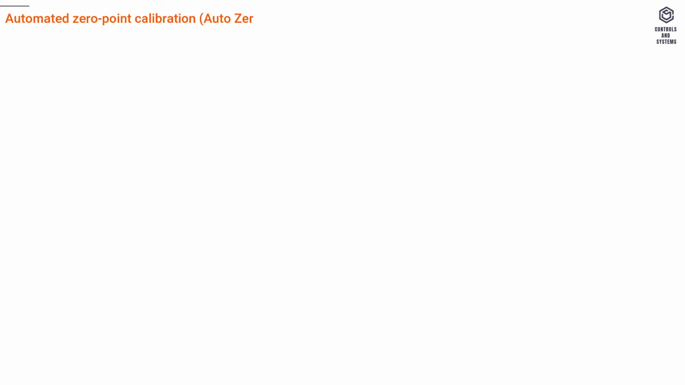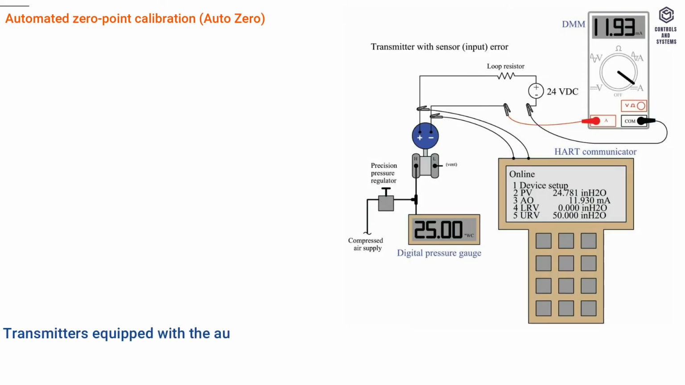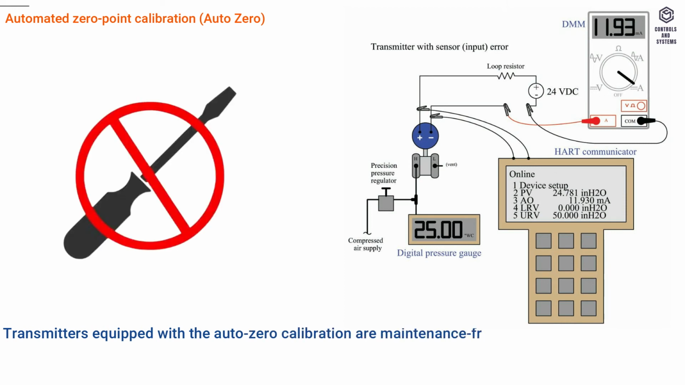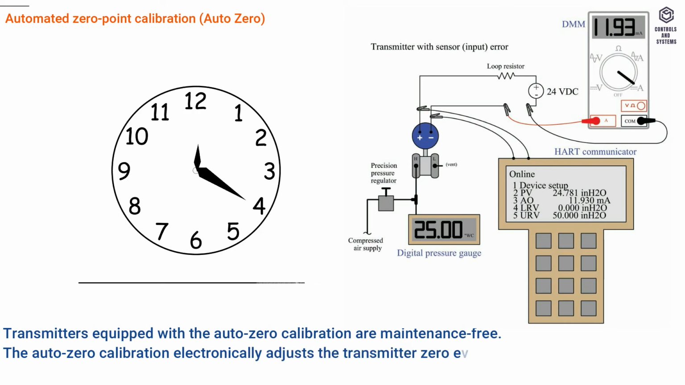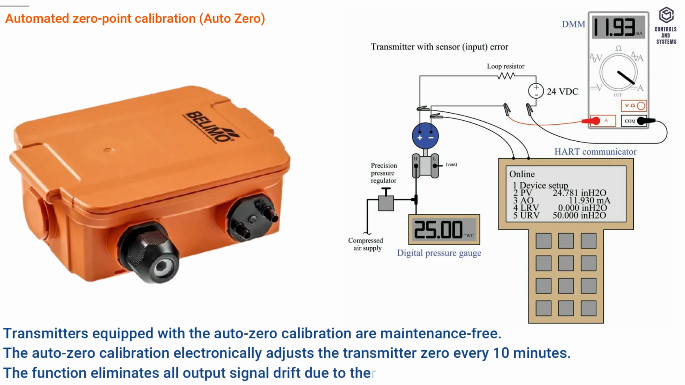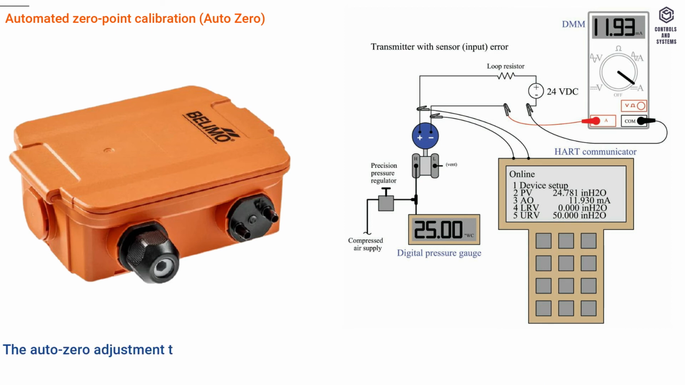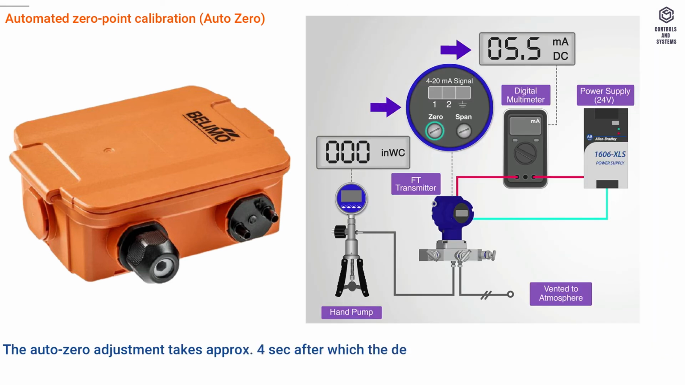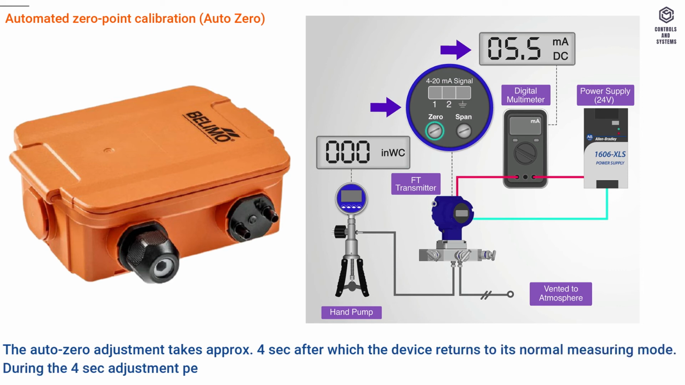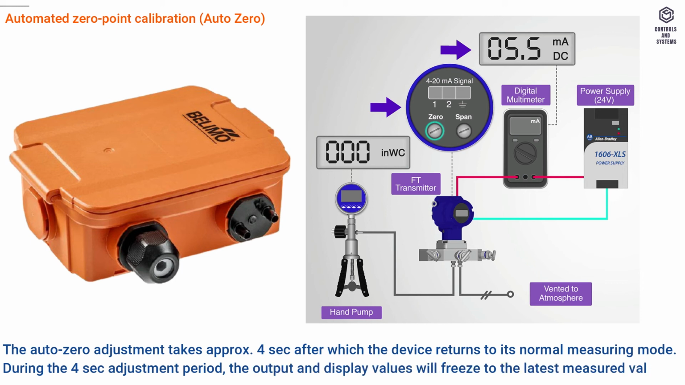Remarks: automated zero-point calibration, Auto Zero. Transmitters equipped with the Auto Zero calibration are maintenance-free. The Auto Zero calibration electronically adjusts the transmitter zero every 10 minutes. The function eliminates all output signal drift due to thermal, electronic or mechanical effects. The Auto Zero adjustment takes approximately 4 seconds, after which the device returns to its normal measuring mode. During the 4-second adjustment period, the output and display values will freeze to the latest measured value.